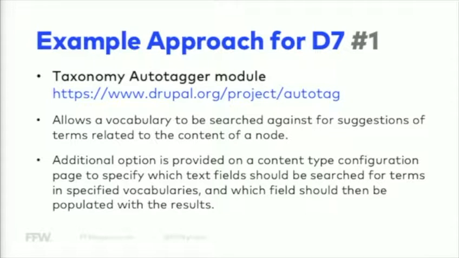I'll just show one or two example approaches here. There's a module called the Taxonomy Auto-Tagger module, which allows a vocabulary to be searched against for suggestions of terms related to the content of a node. If you're using freeform tagging as opposed to checkboxes, after a while there can be hundreds or thousands of tags in your site, and you can't remember all of the tags you've used before. So Drupal can say, we think this article is about cats, and it would display a cats tag as an existing tag for you. This helps keep your content organized and take advantage of the Drupal CMS in that way, by suggesting tags.